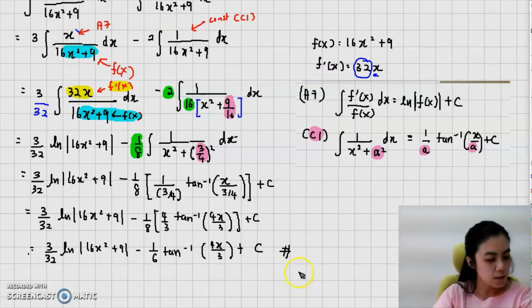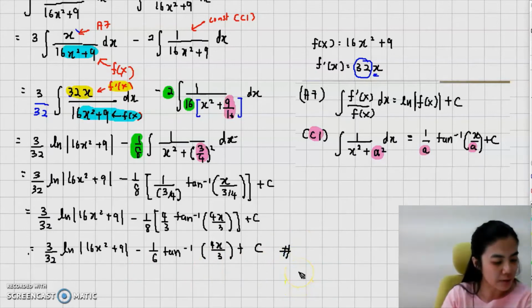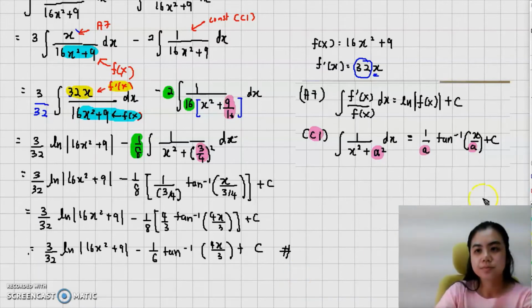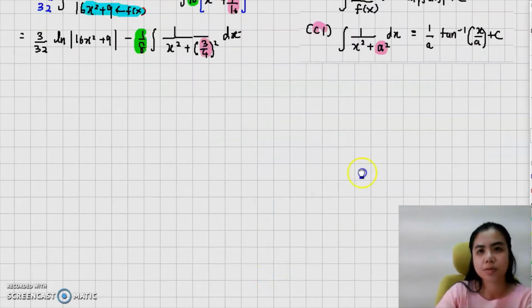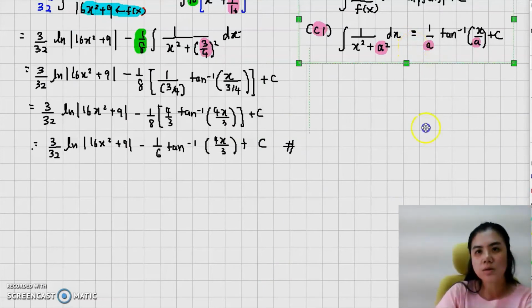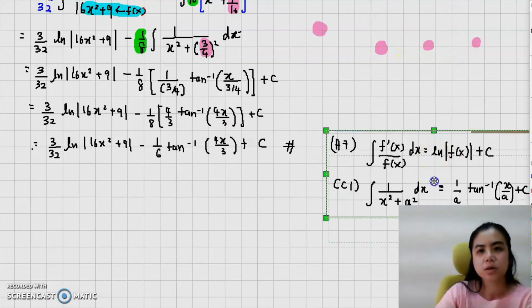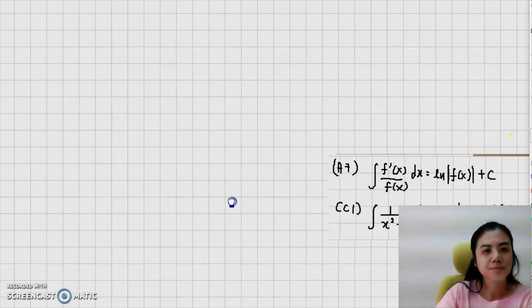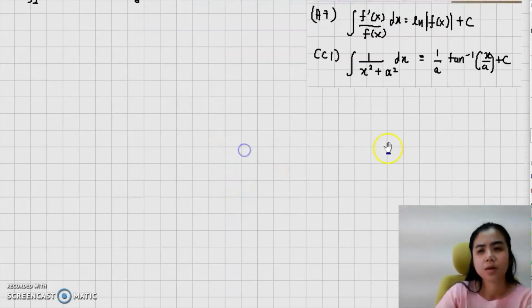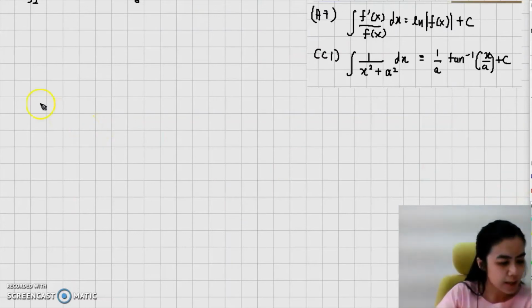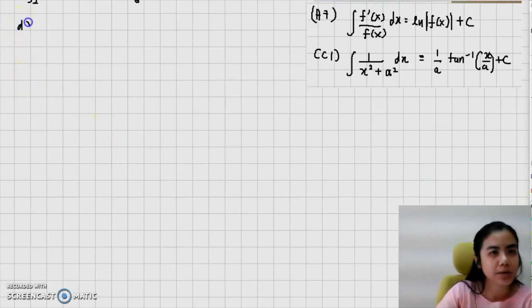Let's look at the last example that we have. Let me push up a bit on this. I still need this formula. Let me check out. Let's just look at the last example that we have, that is 7D.